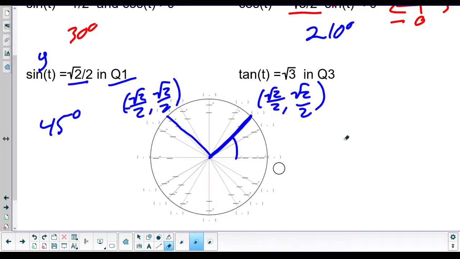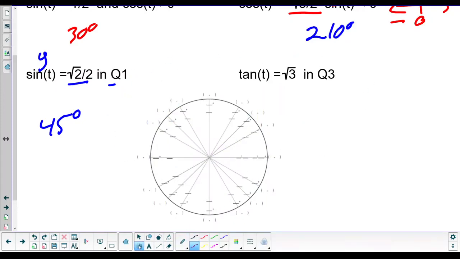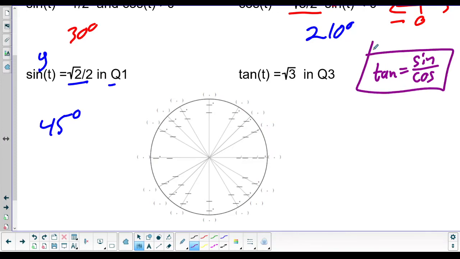Okay, last one. Here they tell us tangent of t equals radical 3. This is kind of a sneaky one that I snuck in here. You see how that works? Sneaky and got snuck. We need to remember that tangent equals sine over cosine. Okay, this is a trig identity. We're going to go over a lot of these later. You need to memorize this. You're going to hear me say that a lot. You have to memorize a bunch of stuff for trig.